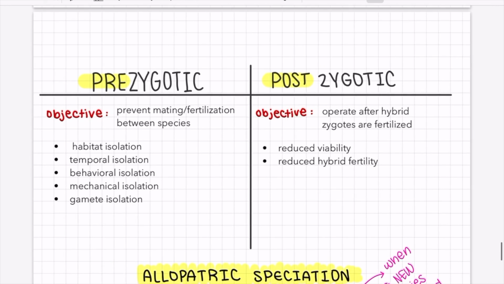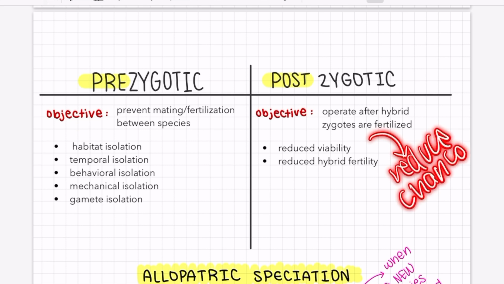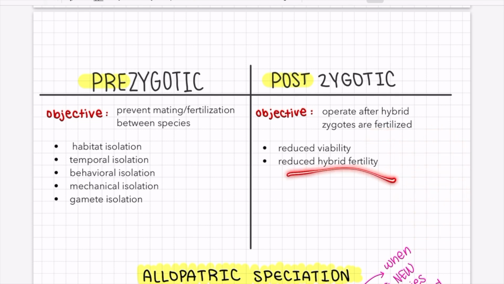Now we have post-zygotic barriers, and the objective is to operate after hybrid zygotes are fertilized. And this occurs in a few ways, one of which is reduced viability. And what that means is that the genes of different parent species may interact in ways that impair the hybrid's development or survival in its environment. So reduced chance of survival, essentially.